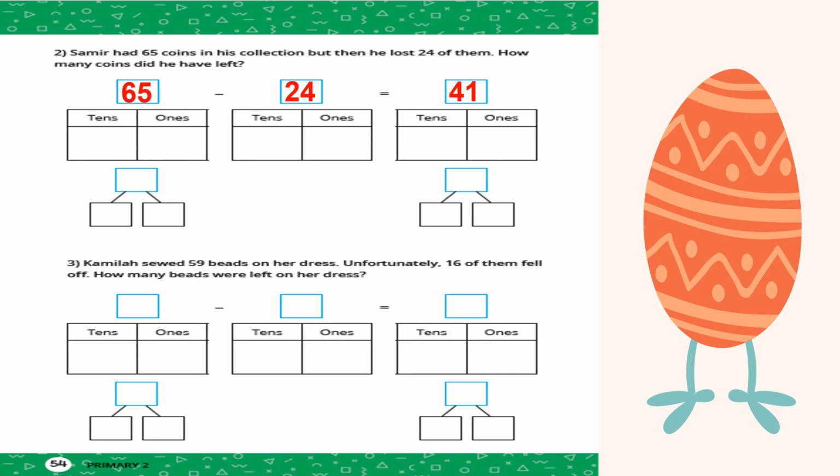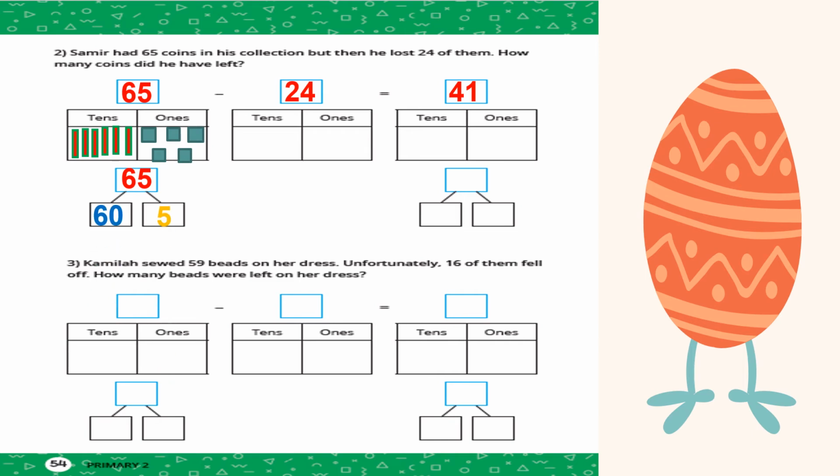65. How many sticks do we have? 6 sticks. How many small squares? 5 small squares. Let's decompose 65. 60 plus 5.